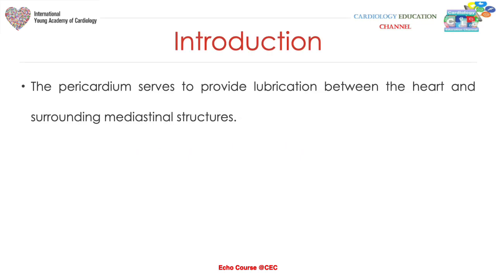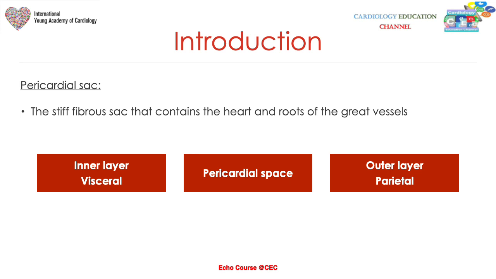So we're talking about the pericardium. The pericardium itself serves to provide the lubrication between the heart and the surrounding mediastinal structures. The pericardium is composed of a fibrous sac that contains the heart and the root of great vessels, and it's composed mainly of three layers: the inner layer, the visceral layer, and the pericardial space, which contains the pericardial fluid, and the outer layer or the parietal pericardium.